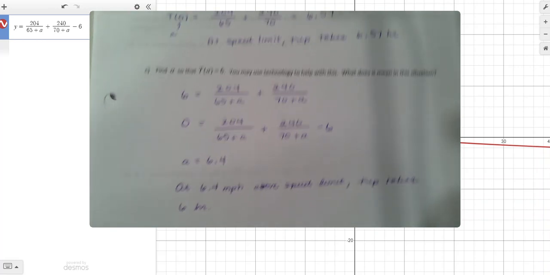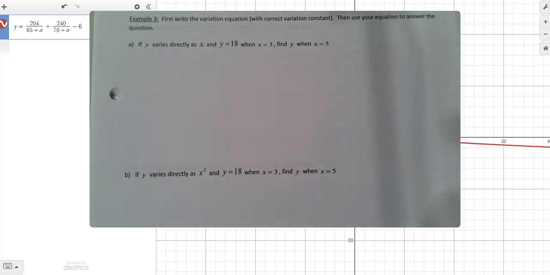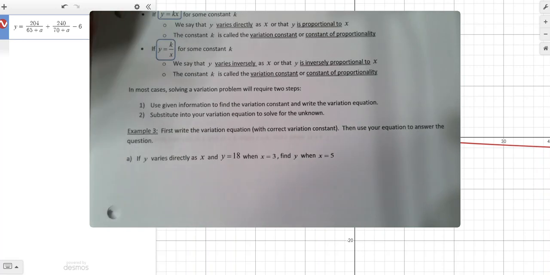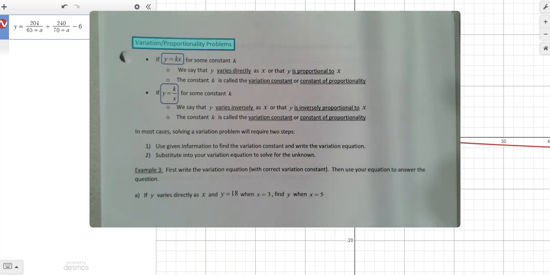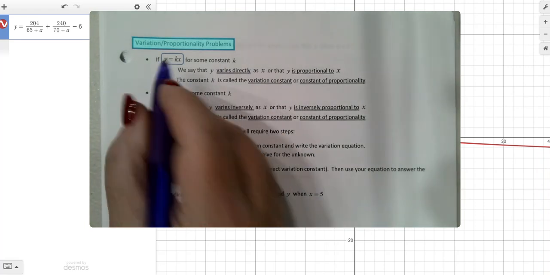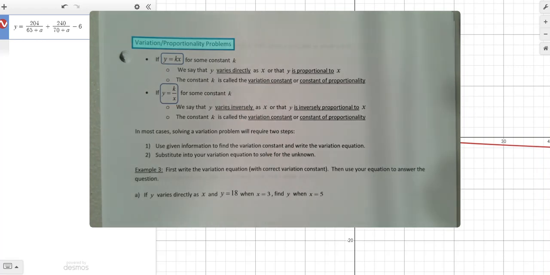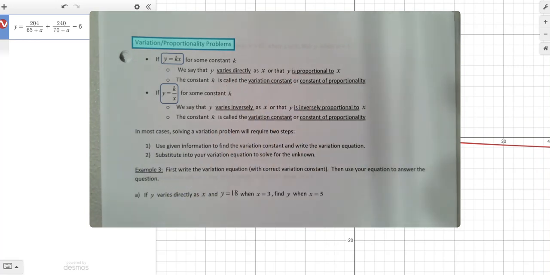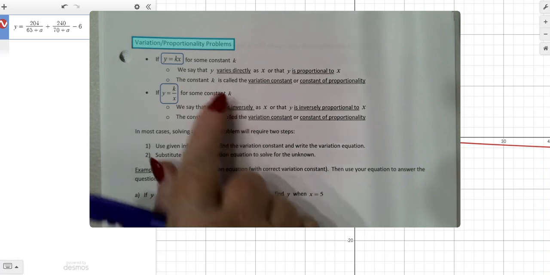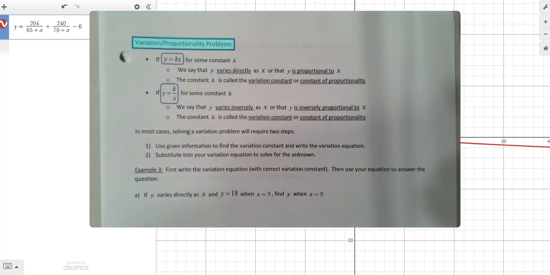All right. Next, we're going to go to some variation, or sometimes they're called proportionality problems. And we have a few definitions for us here at the top of page 292. If y equals k times x for some constant k, then we say that y varies directly as x, or we might say y is proportional to x. And this constant k is called the variation constant, or sometimes the constant of proportionality.